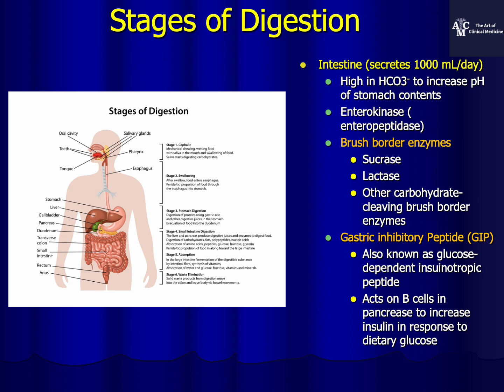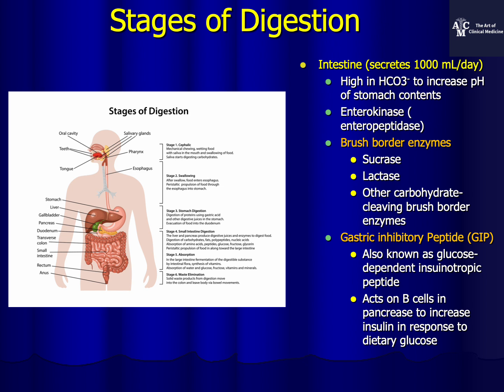There's about 1 liter of fluid that's secreted here. And here also high in bicarb and other enzymes known as enterokinases or enteropeptidases. This is also where there are many brush border enzymes to help digest, the sucrase, the lactase, and other carbohydrate-cleaving brush border enzymes. GIP is also involved here.